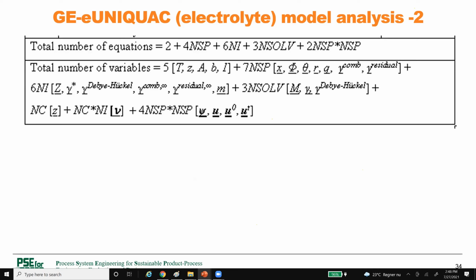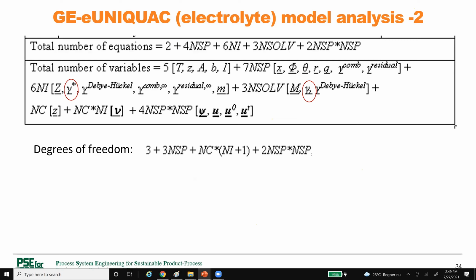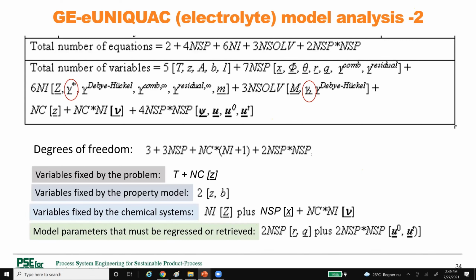The total number of equations is given, the total number of variables. And these are the 2 sets of variables that we want to calculate: activity coefficient of the solvent and activity coefficients of the ions. The degrees of freedom can be calculated, which variables to be specified. If we specify all these variables, a lot of parameters need to be obtained, but if we can obtain them, we can easily calculate the activity coefficients and then we can proceed.